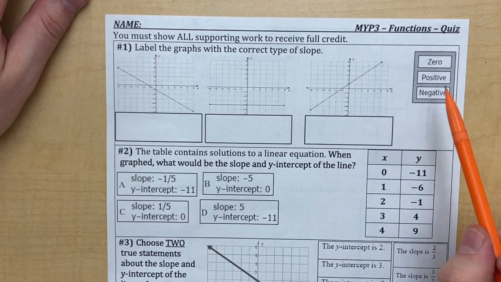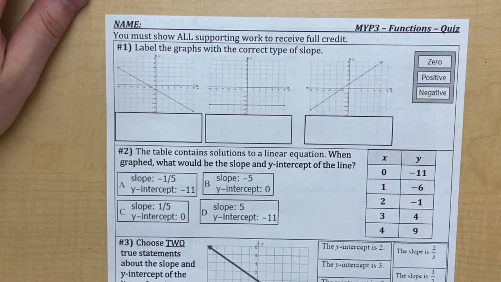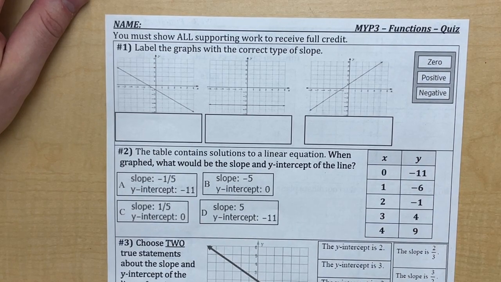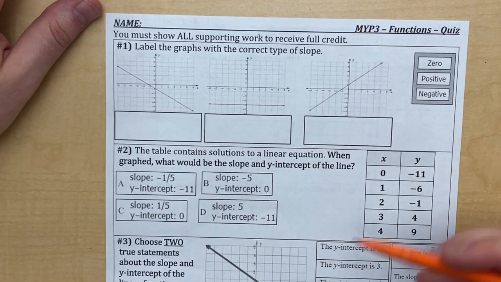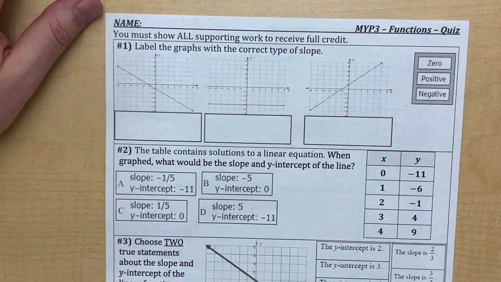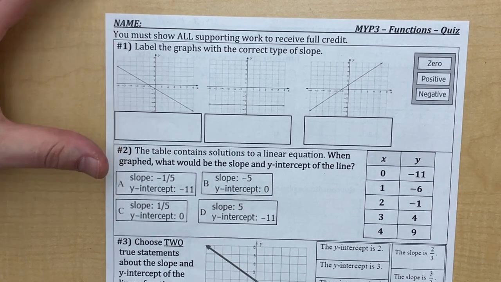In this video, we're going to be working through this functions quiz, so that way, you can have a nice little walkthrough if you need to do any type of corrections. So on this whole front page, there's not really any calculations because you're just labeling the slope or you're labeling that y-intercept. And so let's go kind of through how these are set up.